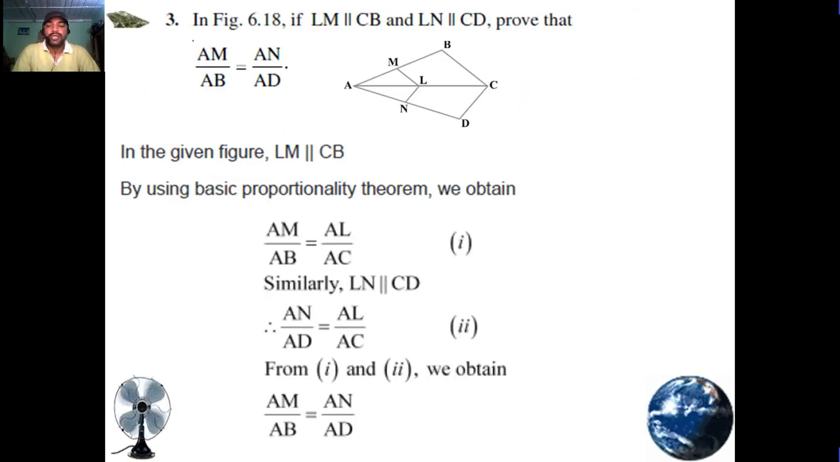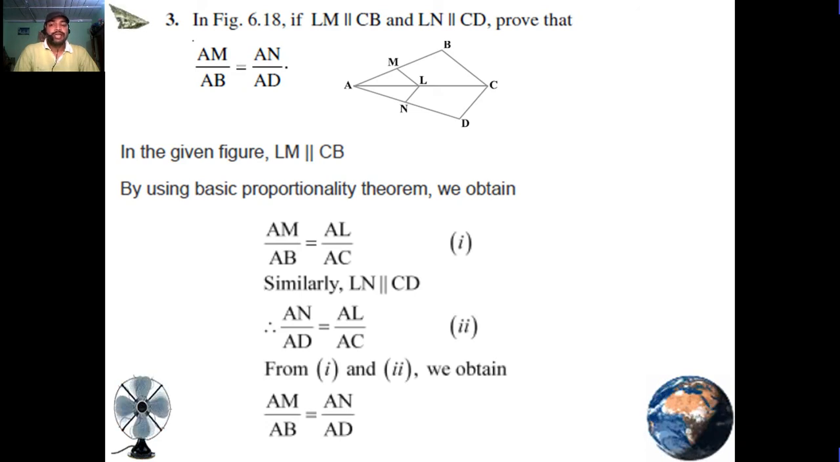Next, question number 3. In figure 6.18, LM is parallel to CB and LN is parallel to CD. Prove that AM upon AB is equal to AN upon AD. In the given figure, LM is parallel to CB. So by using the basic proportionality theorem, we obtain AM upon AB, AL upon AC.